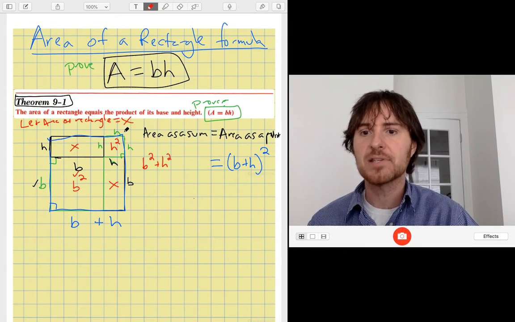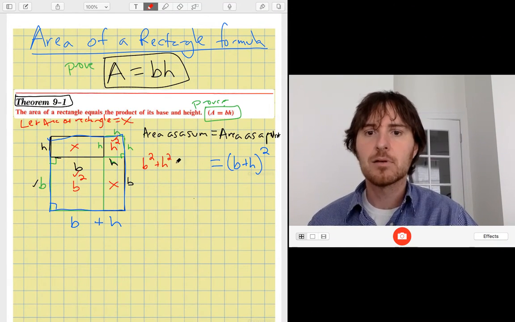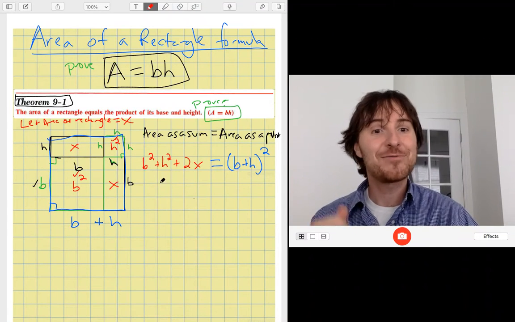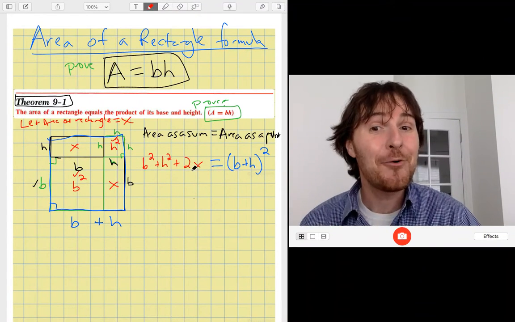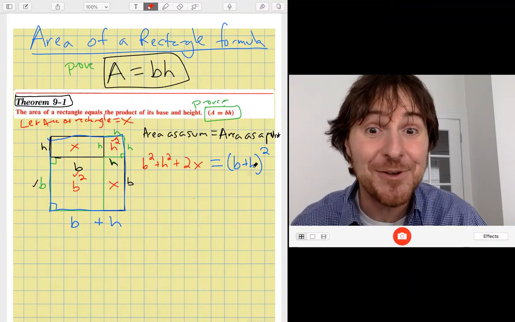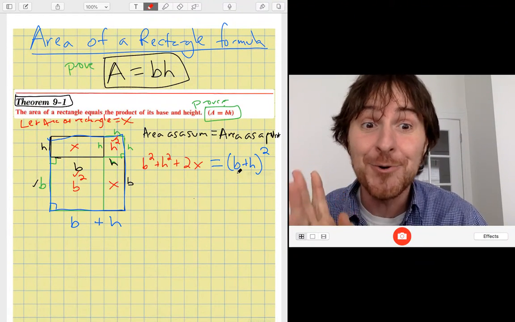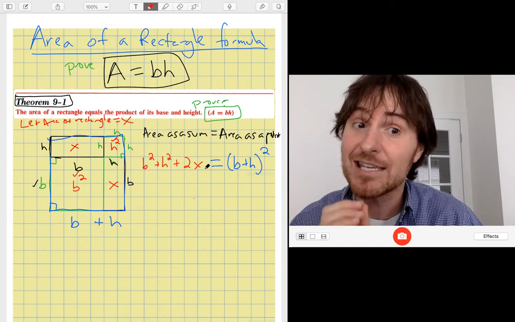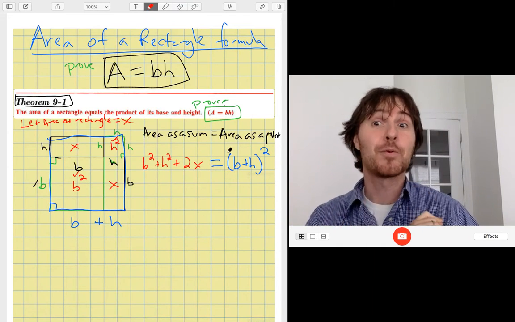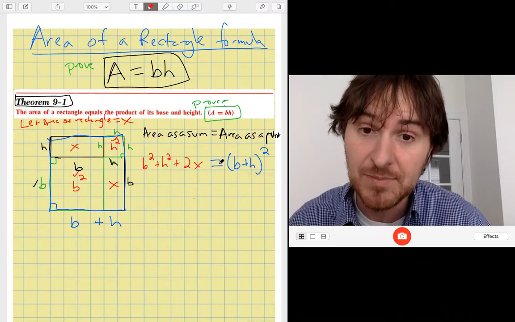Okay, it's all the component pieces. B squared plus h squared plus 2x, right? We have two of those rectangles right there. Let's solve for x, shall we, in terms of b and in terms of h. Look, we have bh there, we have b and h there. Nice, because we want to get x equal to b times h, because then we would have proven that the area of a rectangle equals base times height.